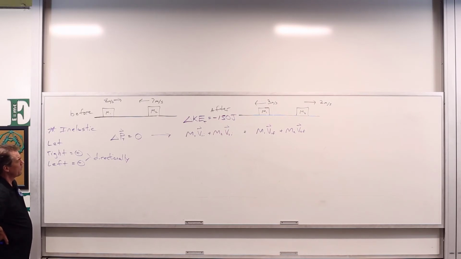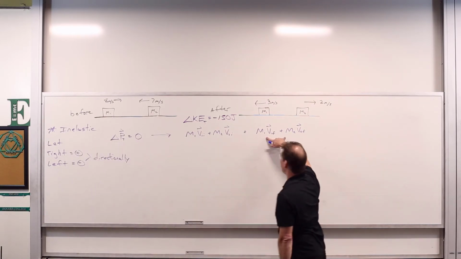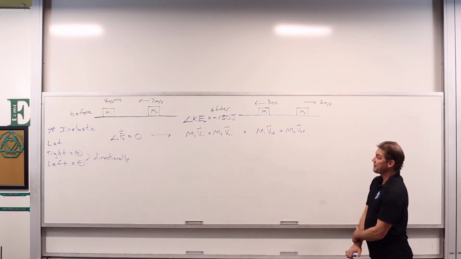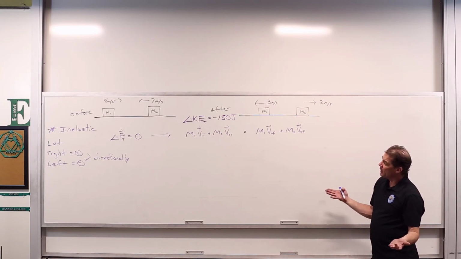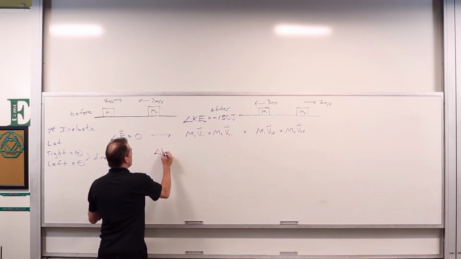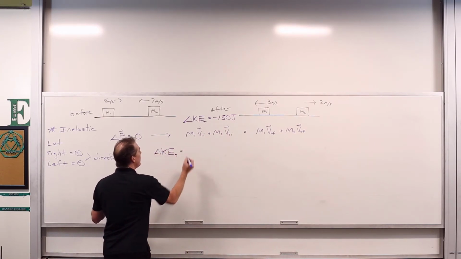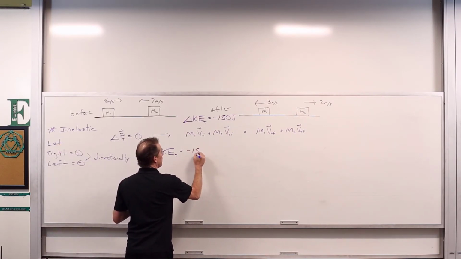And what can we do with this? Well, we can't solve for M1 and M2. We've got two unknowns and only one expression. That's not going to help us by itself. But what else do we have? We've got delta KE total, and that's going to be equal to negative 150 joules.